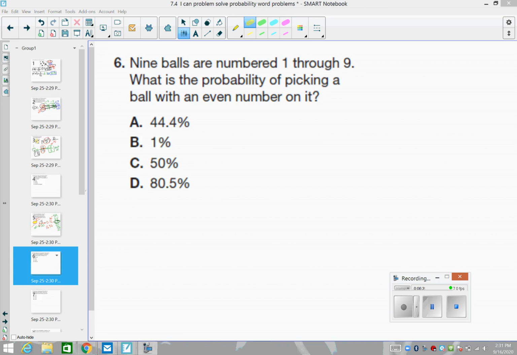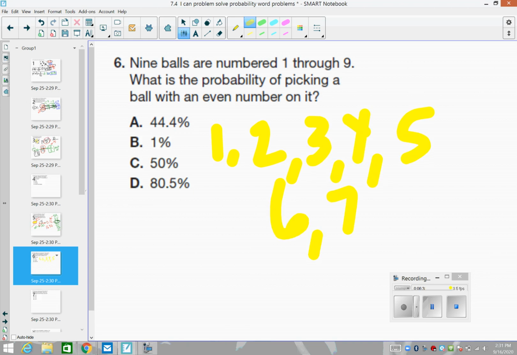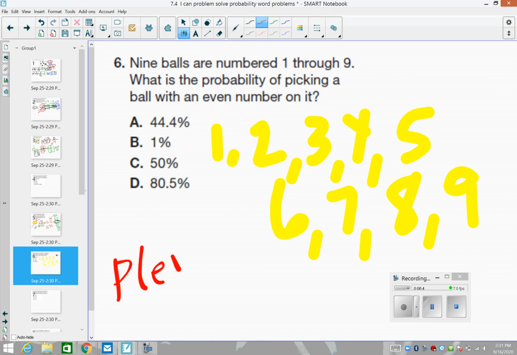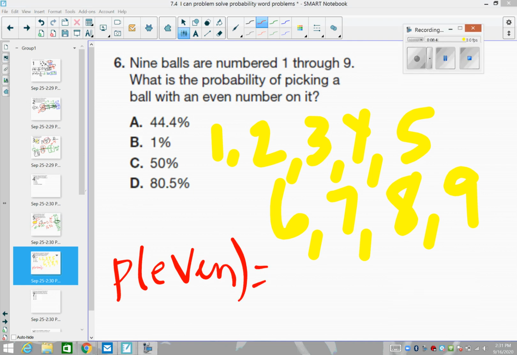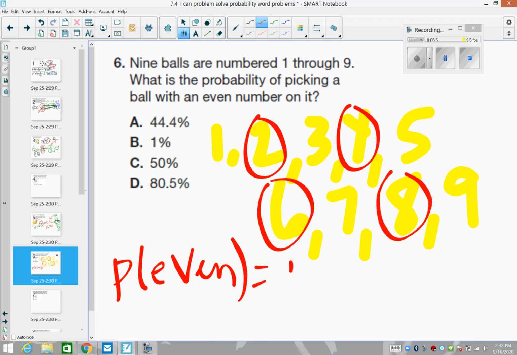So 9 balls are numbered 1 through 9. Let's check it out. I probably shouldn't be using the highlighter because it's so big, but all right, there's our 9 balls. What is the probability that we will draw a ball without looking that has an even number on it? If we take a look at the evens, that would be 2, 4, 6, and 8 are the evens. So you have a 4 out of 9 chance.